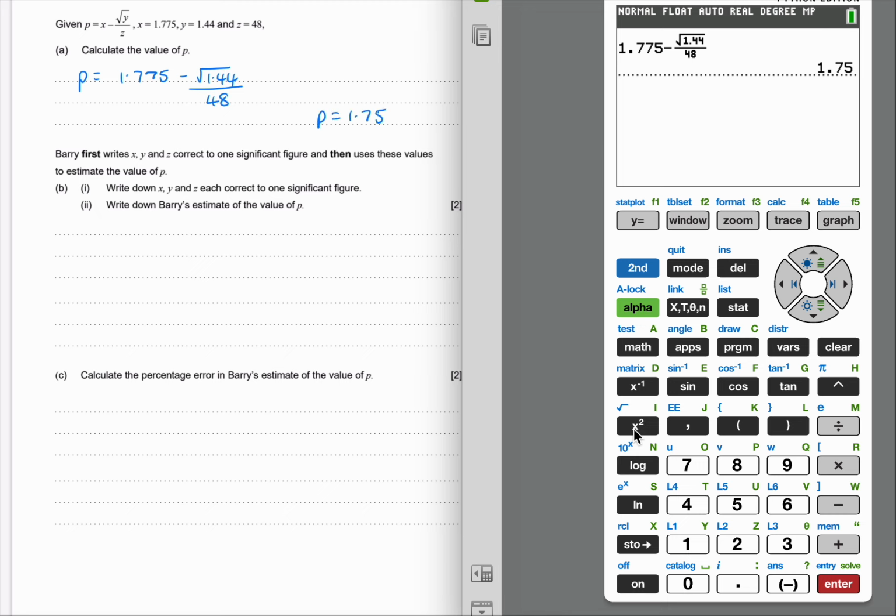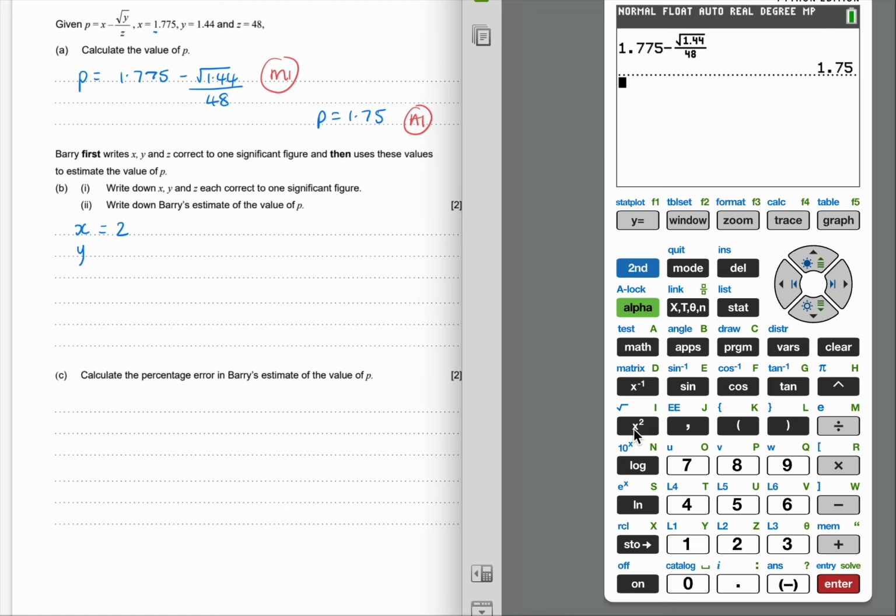And there's 2 marks there. One is for the answer and one is for the method. And the next question says that they're writing the values of x, y, and z to one significant figure. So to one significant figure, the x value is just going to be 2. So one significant figure, that's my first one. The 7 rounds up and it's just 2.